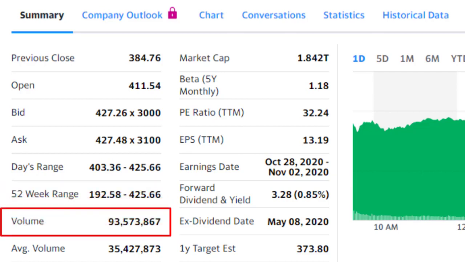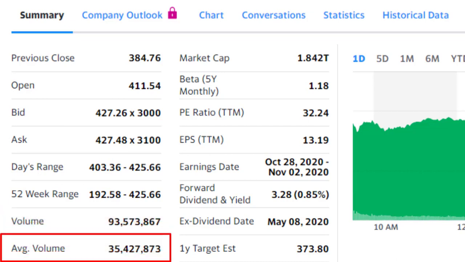Next, we have volume. This is the number of shares that were either bought or sold on this current trading day. Below that is average volume. This is the average number of shares that are bought or sold on any given regular trading day. Comparing volume with average volume will show if more than the average shares have been traded on that day or less than the average shares have been traded on that day.